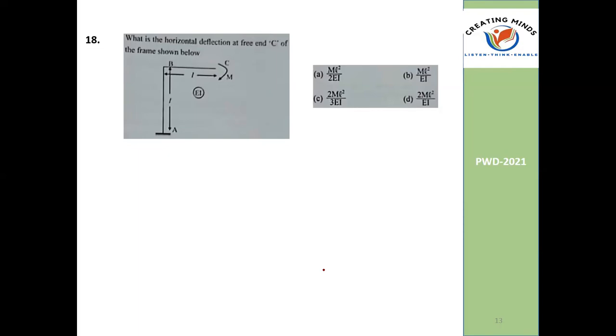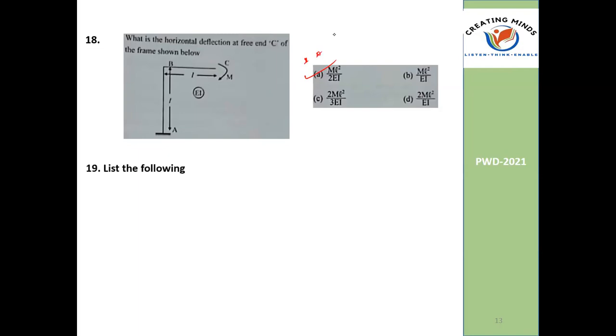Why A? What is the reason? Any idea? Please check why it is A. Try to give some explanation. The moment is M. Yes, moment is M, and there are two L. If you take the moment here also, it will come M. If you take total strain energy, it will become M L square by 2EI. Please remember this: M L square by 2EI.